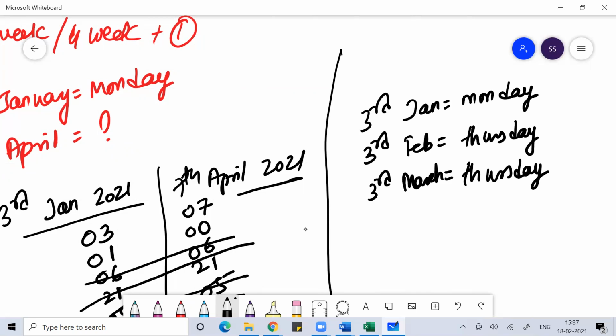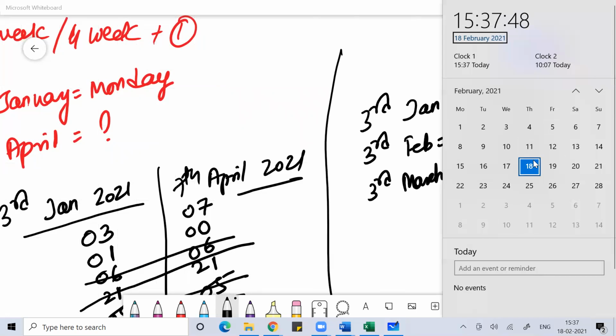So you know or you don't know, but the Feb and March calendar in a non-leap year goes the same. Otherwise you can check here. If you see this, 18th Feb is Thursday, no? If I check 18th March, that will also be Thursday only. I hope you're getting the logic.